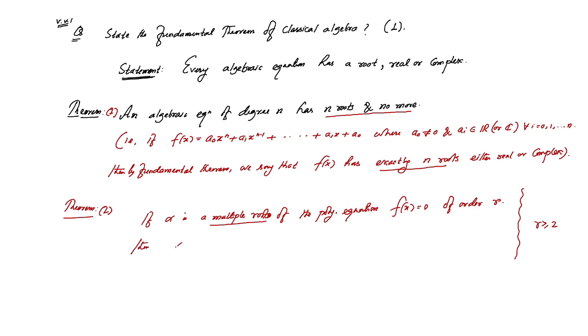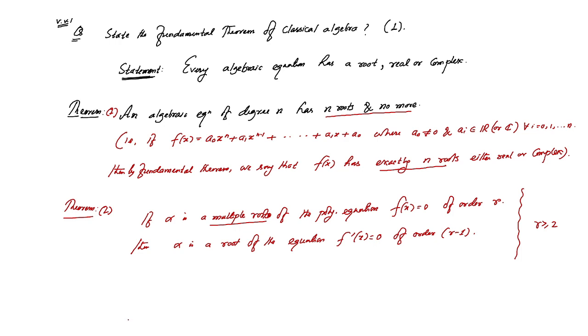Then alpha is a root of the equation f dash(x) equals 0 of order r minus 1. That means if alpha is a double root, then alpha is a simple root of the equation f dash x equals 0. If alpha is a root of multiplicity 3, then alpha is a root of the equation f dash x equals 0 of multiplicity 3 minus 1, that means 2.